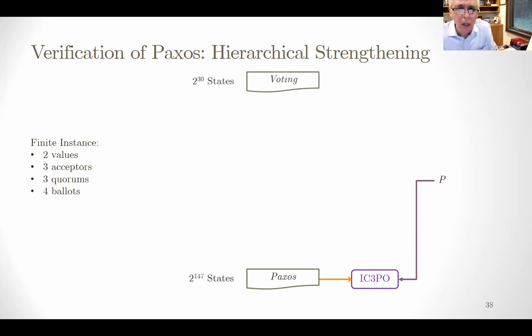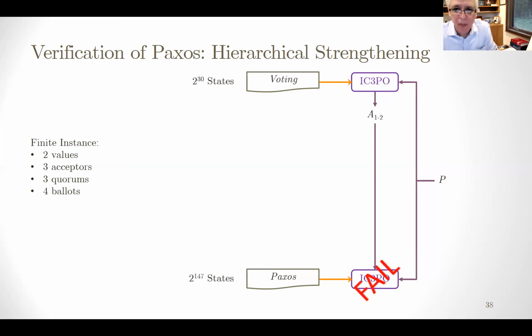But we know that there is an abstract version of this called voting that has only 2 to the 30th states. And so when we did that, and we got some assertions coming out of it, we thought, okay, maybe we can apply those to Paxos and see if it works. That also failed. That means the distance between these 2 abstraction levels is too high.